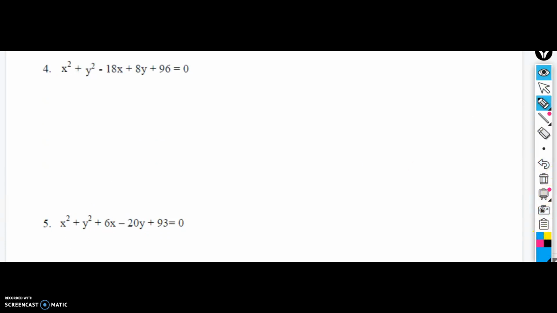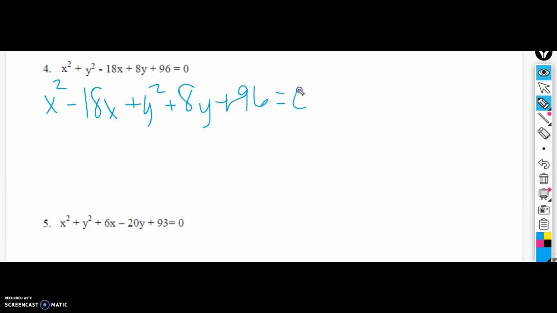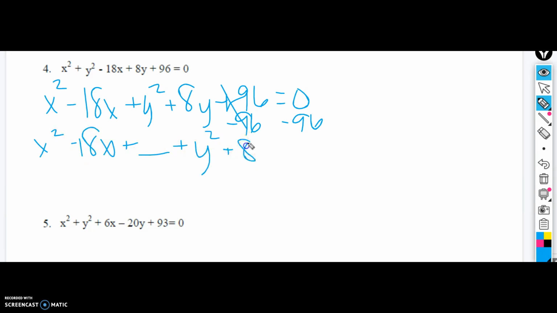All right, 2 more. X squared minus 18x plus y squared plus 8y plus 96 equals 0. I'm going to subtract my 96 to the other side. X squared minus 18x plus blank plus y squared plus 8y plus blank equals negative 96.